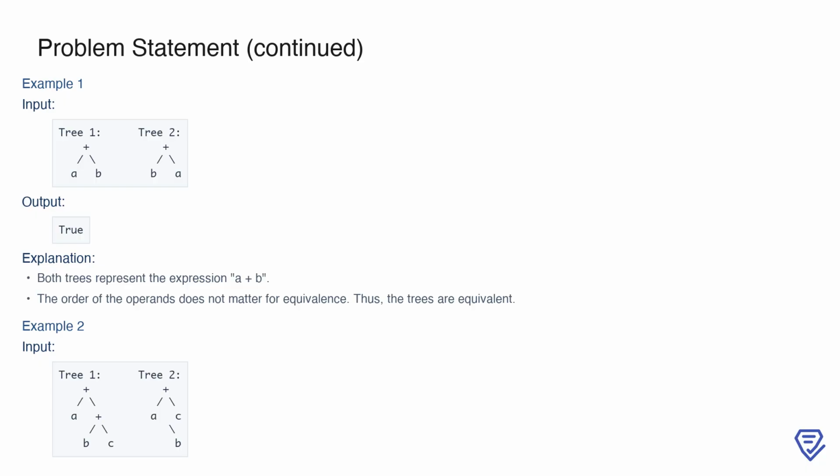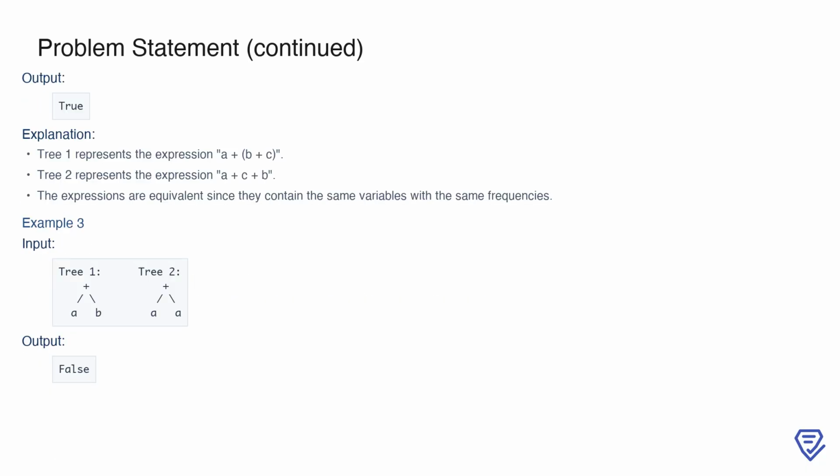In example 1, we have two trees. Tree 1 has the root node plus with children a and b, while tree 2 is also rooted at plus but with children b and a. Both trees represent the expression a plus b. Since the order in which you add the variables doesn't matter, the two trees are considered equivalent. The function should return true in this case, as the trees evaluate to the same multiset of variables.